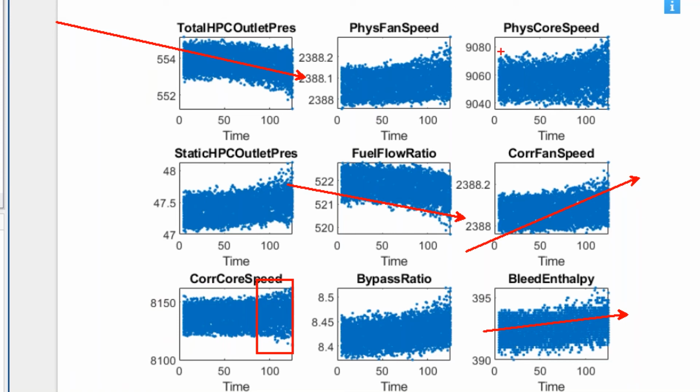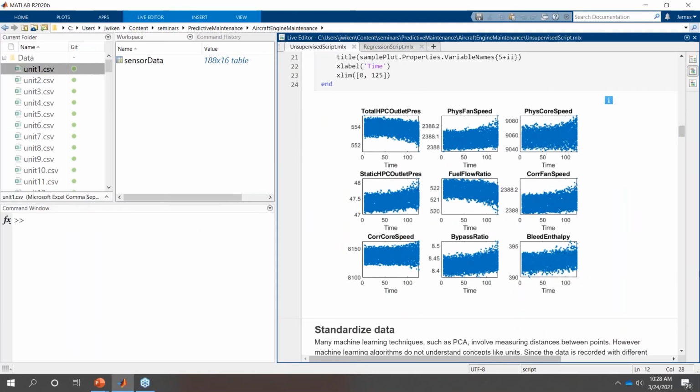So, we're still seeing some trends in this data at a more macro level when we're looking at all of the engines that we have as opposed to just one, which is promising, right? We need that in order to be able to see any sort of evolution over time.